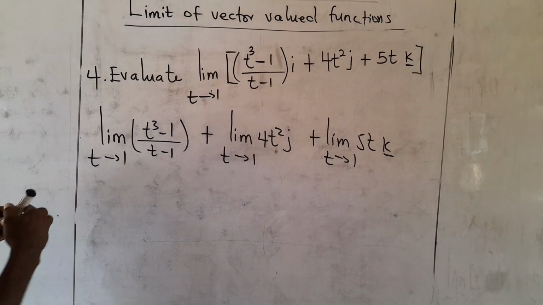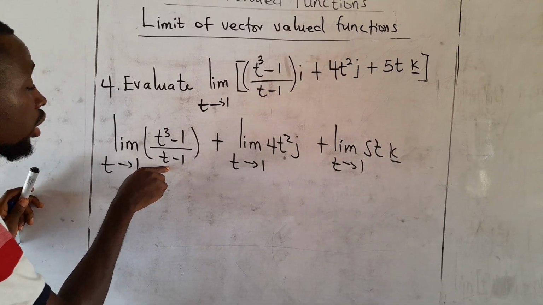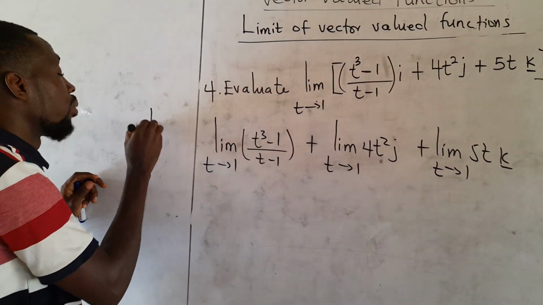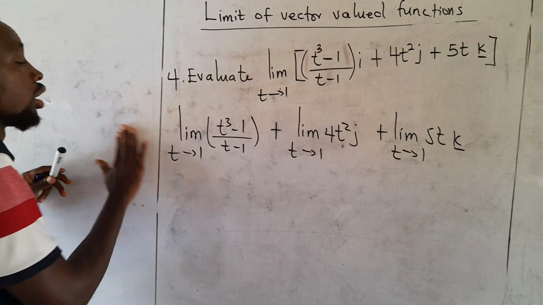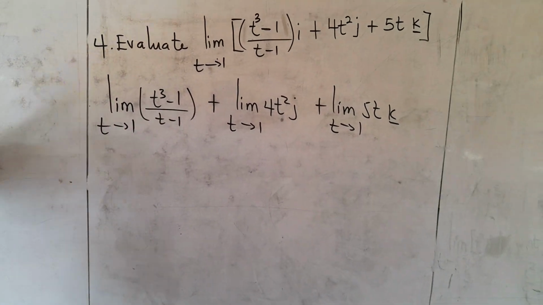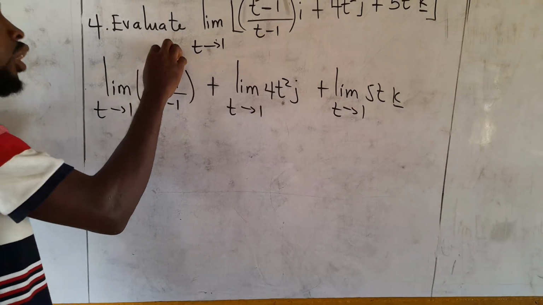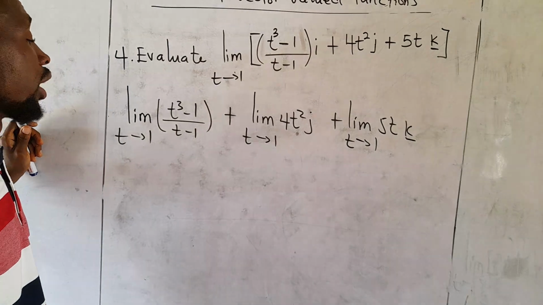So look at this. This is cubed. So when we substitute 1 here, remember that we get 1 minus 1 and the bottom will be 0. And any number divided by 0 is undefined. So we can't just substitute like that. We need to use L'Hopital. L'Hopital says that we differentiate. Please check out my videos on evaluating limits using L'Hopital.